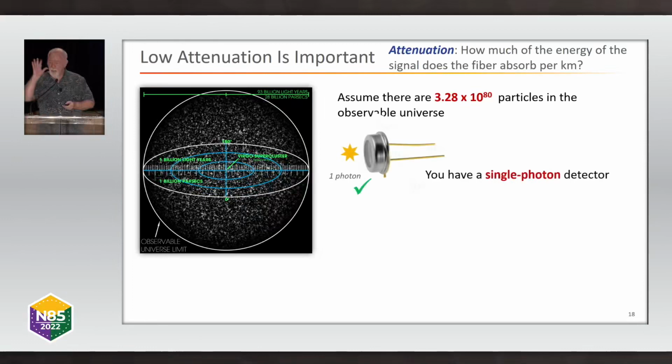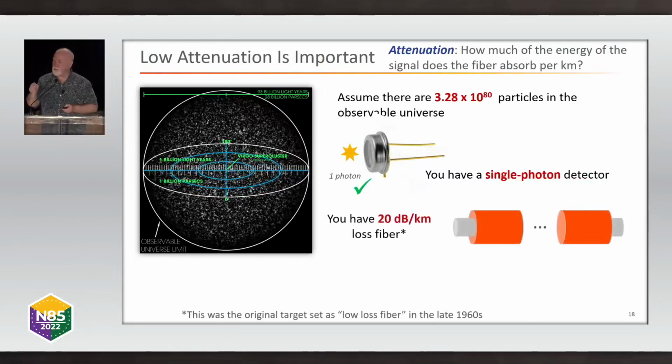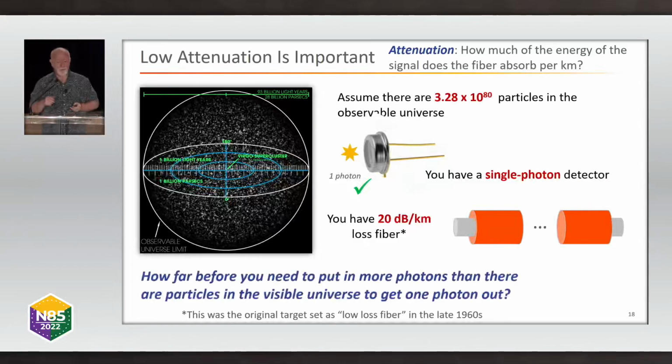Here's the question. If you have an amazing detector designer and they manage to design a single photon detector, and you have optical fiber like we had back at the beginning of the 1970s, the breakthrough in optical fiber was considered that if you could design optical fiber with loss of less than 20 dB per kilometer, you might be able to use it for communications. That was the kind of fiber we had back in the 1970s. So how many photons, or how far could you go along fiber like that before you'd have to put more photons than there are particles in the observable universe in order to get one photon out at the other end?